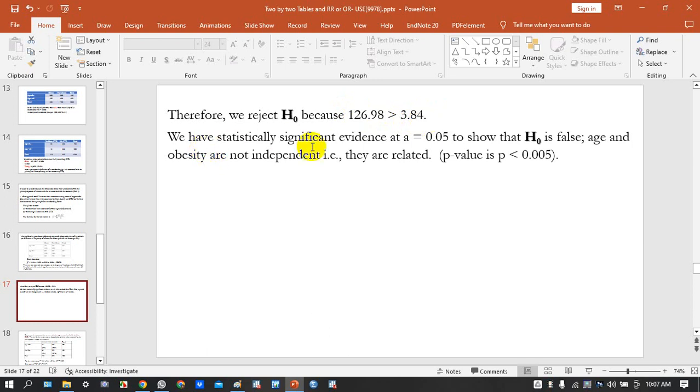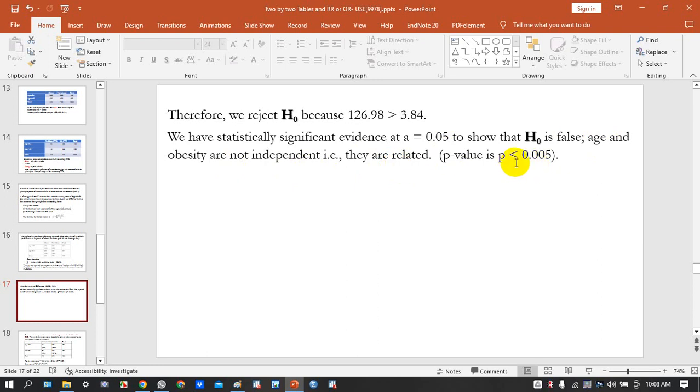So we have statistically significant evidence at the confidence interval or alpha value of 0.05 to show that the null hypothesis is false. Age and obesity are not independent. That is, they are related. So the more you age, the more you become obese, the more your weight increases, and that is what predisposes you to cardiovascular diseases.